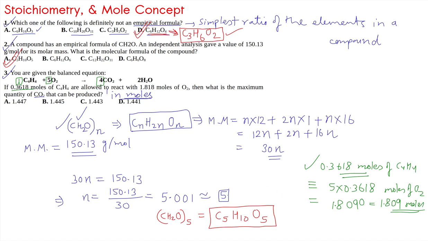And let us see how much oxygen we have. In the question it is given that we have 1.818 moles of O2. So 1.818, that is more than the required amount, right? So this required amount is less than the available amount, 1.818. That means sufficient oxygen is available. So the whole 0.3618 mole of C4H4 can react with the oxygen. So the limiting reagent is this one. C4H4 is the limiting reagent here. So all the 0.3618 moles of C4H4 will be consumed and they will produce carbon dioxide and water.